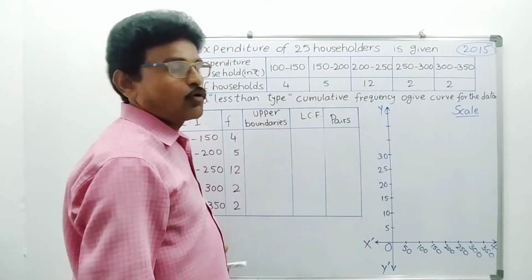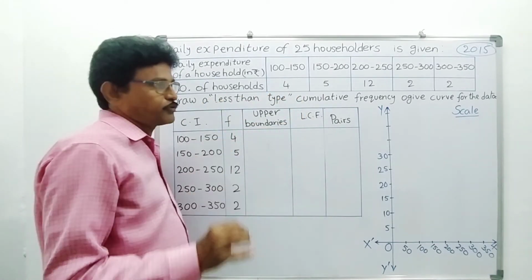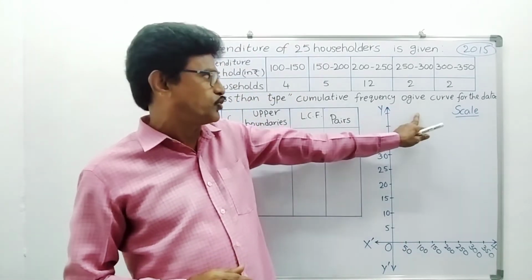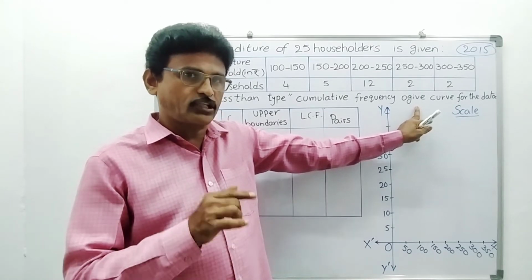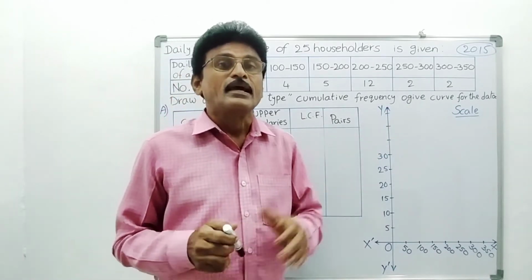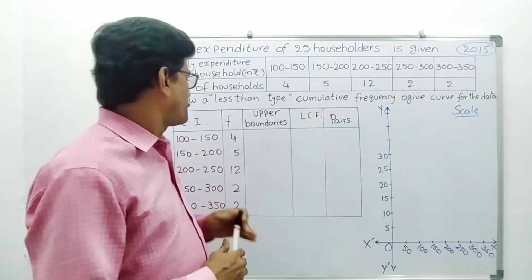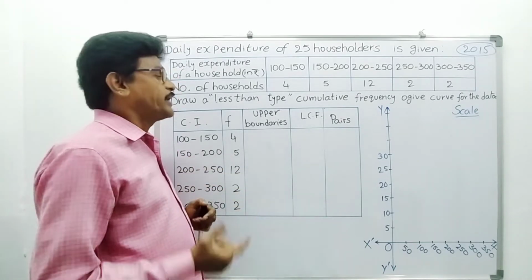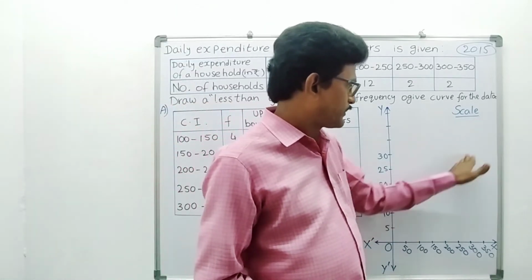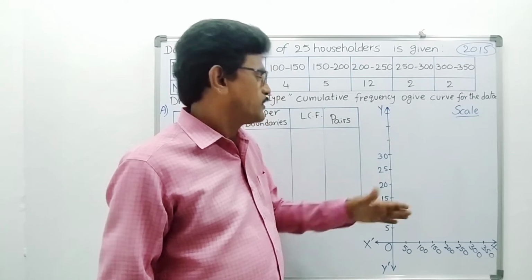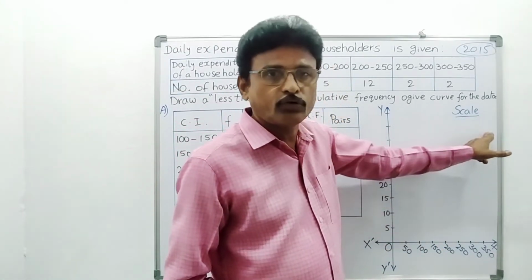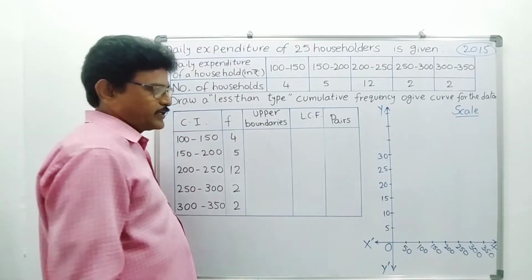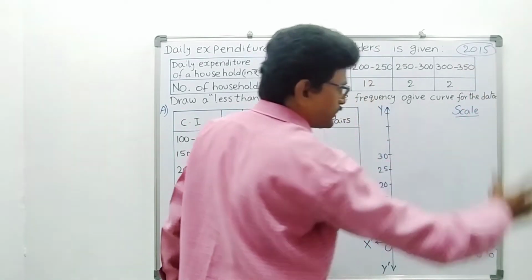Now for this data, what you have to do? Draw the less than type cumulative frequency ogive curve. Less than cumulative frequency curve, in short we can write simply less than ogive. Okay? Less than ogive is nothing but the less than cumulative frequency curve. Students, you have to remember one thing. Less than cumulative frequency curve means we need upper boundaries and also less than cumulative frequency, right? And the graph will be from downside to upside. In less than cumulative frequency, from small number to big number we are going, adding the frequency values continuously. That's why the graph will be from down to top, right?